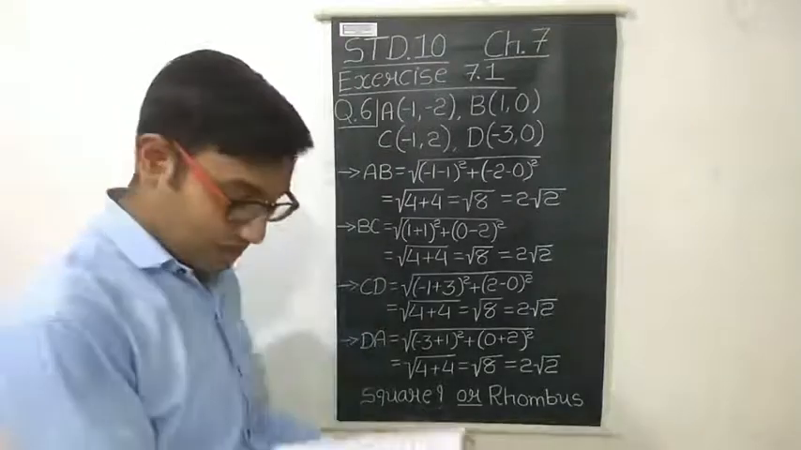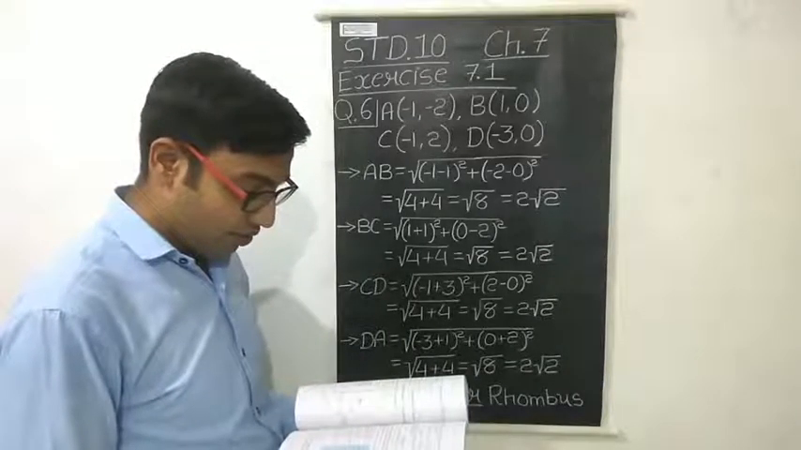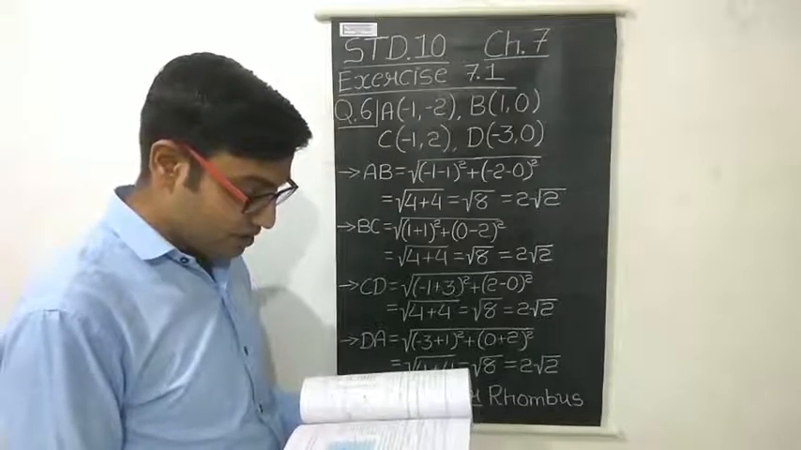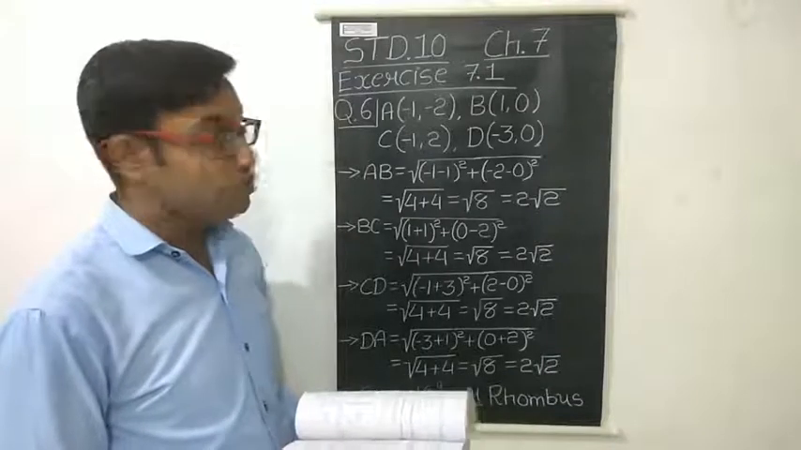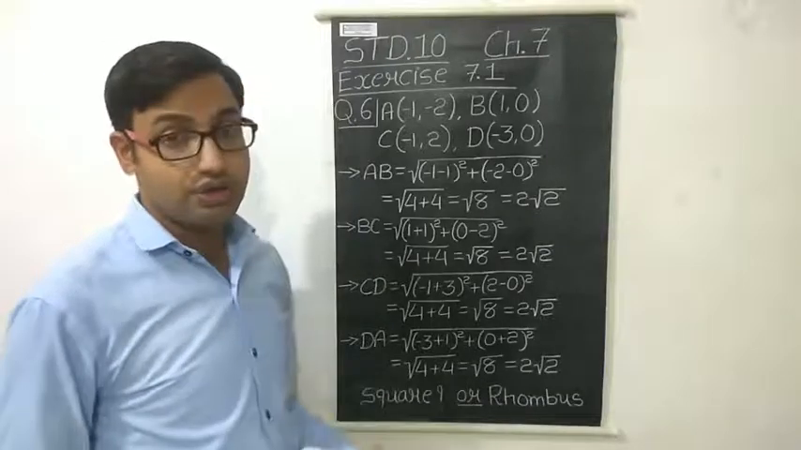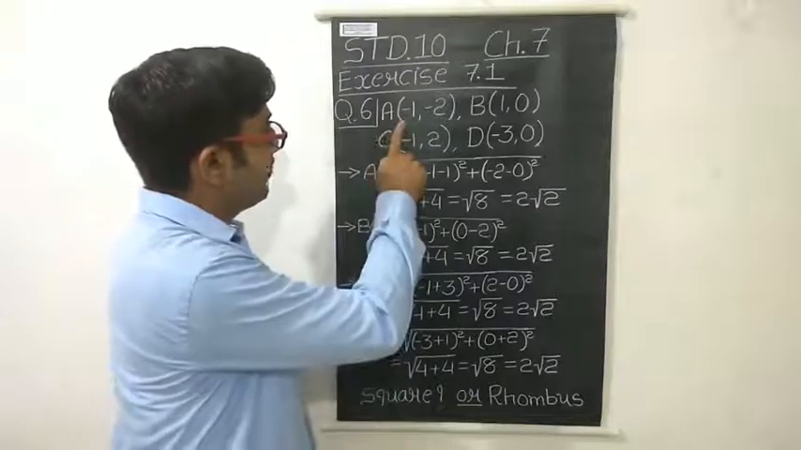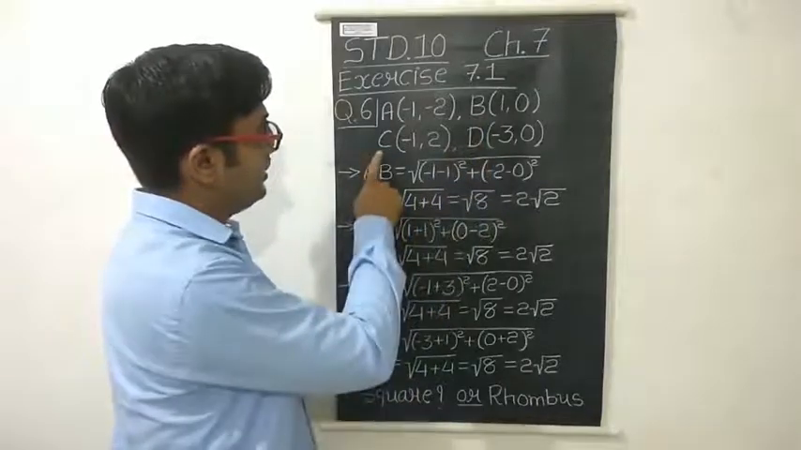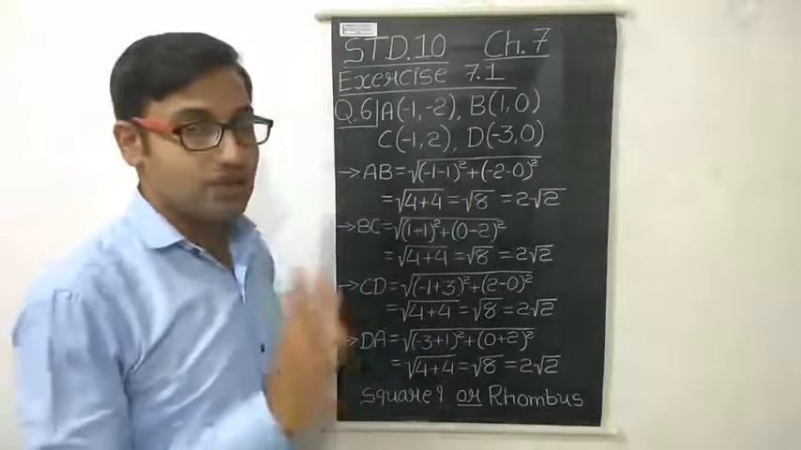See, the question is: name the type of quadrilateral formed, if any, by the following points and give reasons for your answers. So here we have given three sub-questions. First of all we will study the first question, and 4 points we have given. So let us give them names. Point A has coordinate (-1, -2), point B has coordinate (1, 0), C with the coordinate (-1, 2) and D with the coordinate (-3, 0). So here we have given the 4 points.